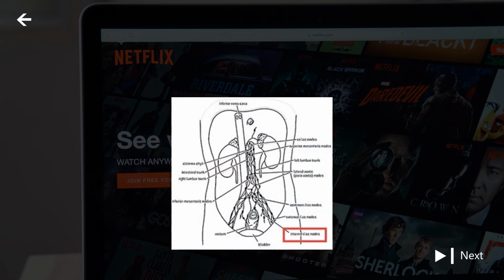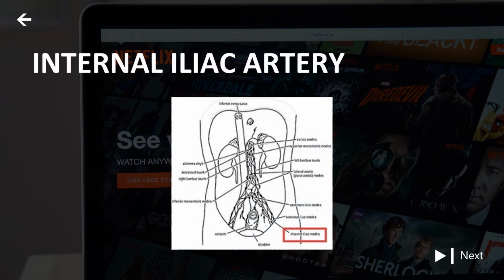The next one would be the internal iliac artery. The internal iliac artery passes down into the pelvis in front of the sacroiliac joint.